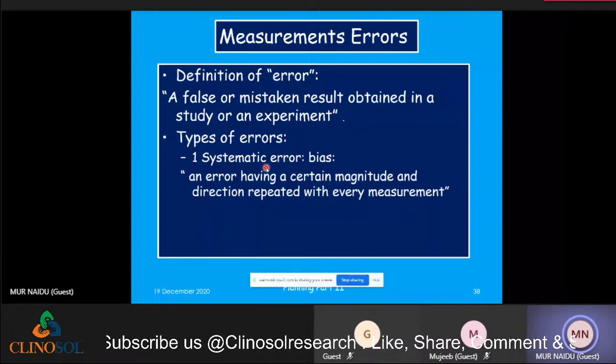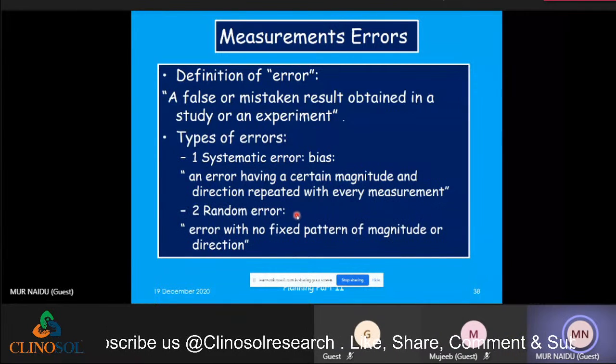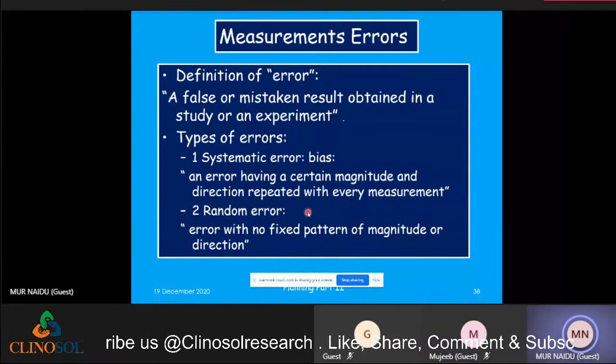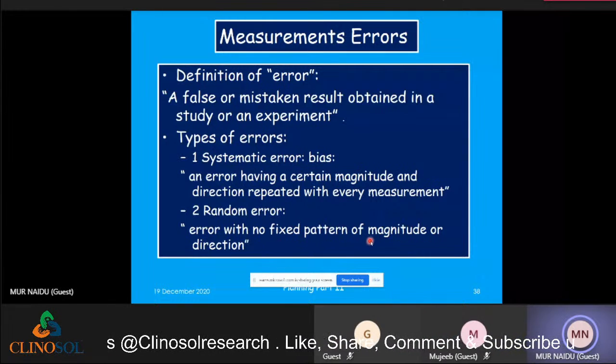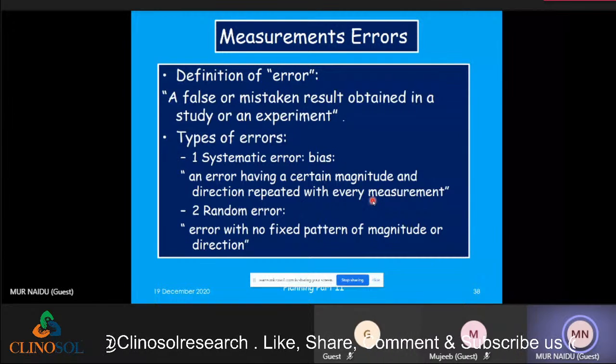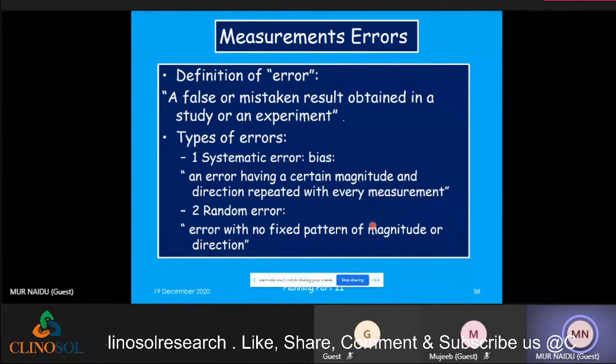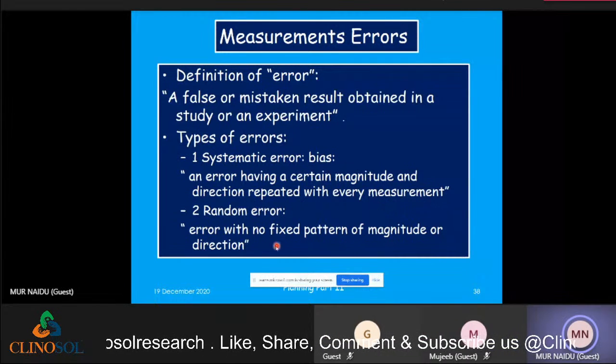The other one is random error. Sometimes it appears, sometimes it does not appear. Here there is no fixed pattern, and the magnitude also varies. Today it is a very high error, and after 3 days we say that this error is not there.